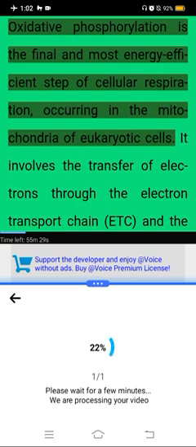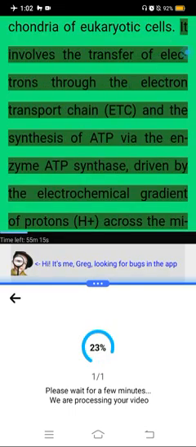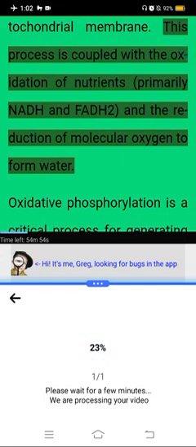Oxidative phosphorylation is the final and most energy-efficient step of cellular respiration, occurring in the mitochondria of eukaryotic cells. It involves the transfer of electrons through the electron transport chain, ETC, and the synthesis of ATP via the enzyme ATP synthase, driven by the electrochemical gradient of protons, H+, across the mitochondrial membrane. This process is coupled with the oxidation of nutrients, primarily NADH and FADH2, and the reduction of molecular oxygen to form water.